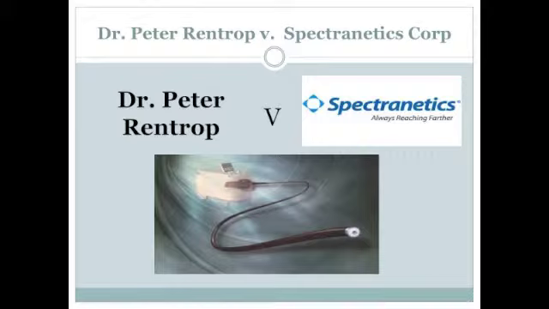And after failing to come to this agreement, Dr. Rentrop took the design and patented it himself. And so then, with this patent, he was able to turn around and sue Spectranetics Corporation for infringing on his patent. So the court ruled in favor of Dr. Rentrop due to this lack of formalized relationship between the parties.